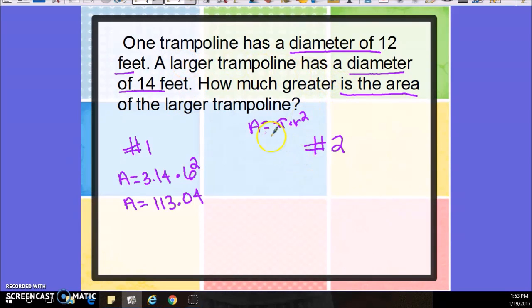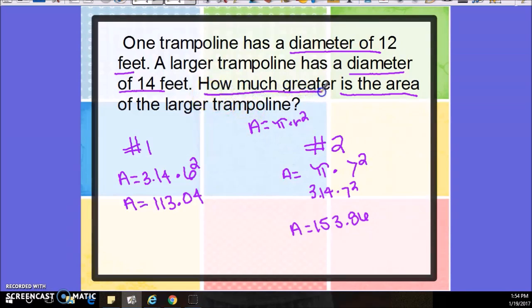So the larger trampoline has a diameter of 14 feet. If the diameter is 14, what's the radius? 7, because 7 is half of 14. So area is equal to pi times radius squared, so we're going to use 3.14 for pi times 7 squared. And our area is going to be what? 153.86.